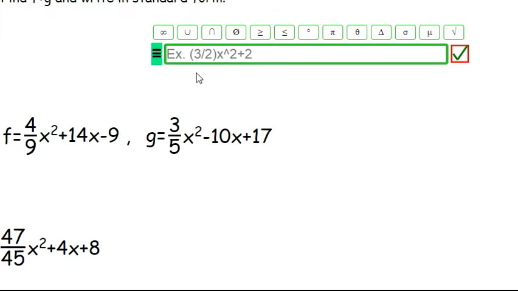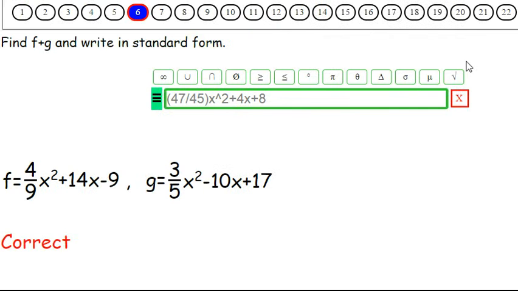All right, now you notice up here that you need to put this in parentheses, so let's try this out. We got 47 over 45 in parentheses x with a caret squared. You got to watch out, it's almost springtime, and carrots are in high demand when it comes to those little white things that jump around.